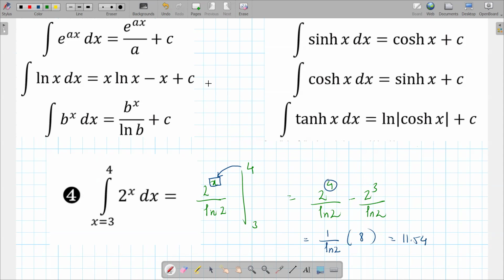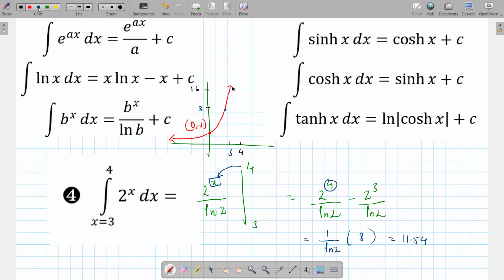So again, what did we just find? Very simple to visualize. We know what 2 power x looks like. It's an exponential function. The parent function always goes through 0, 1. The y value is 1. So from 3 to 4. At 3, the y value is 8. At 4, the y value is 16, right? Like this.